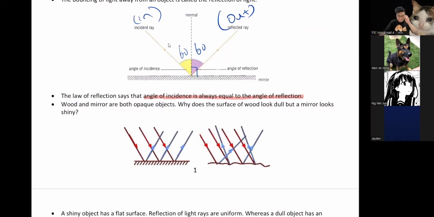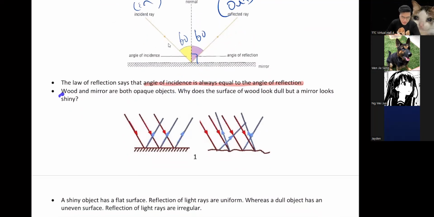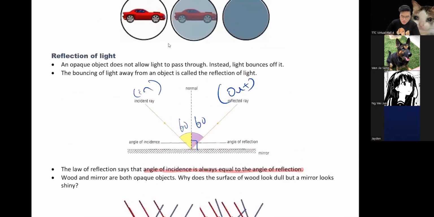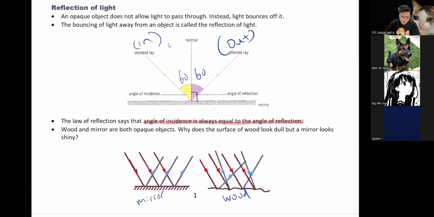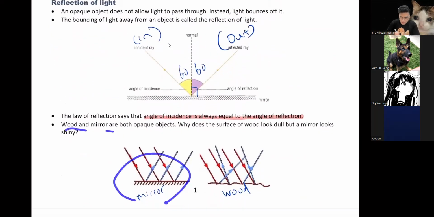Okay. So anyway, let's look at the next point. So wood and mirror are both opaque objects. All right. So imagine this is mirror. Imagine this is wood. So they are both opaque. What does it mean? That means they both don't allow light to go through. They both will reflect light, just like your mirror. All right. As I said just now, only opaque objects will not allow light to pass through. They will always bounce off light. All right. So wood and mirror, they are both opaque.